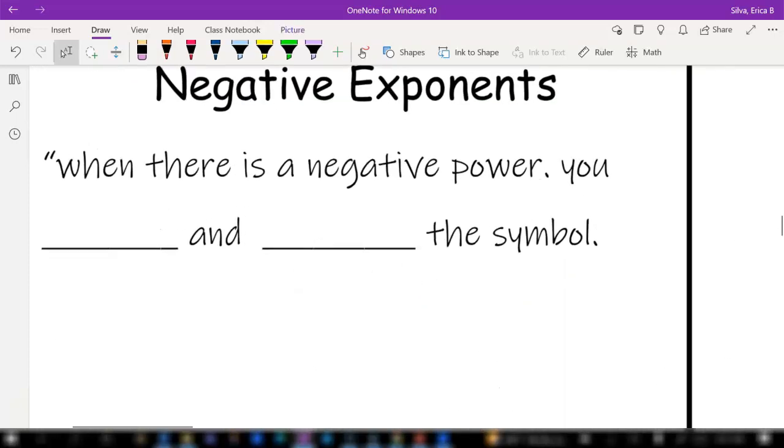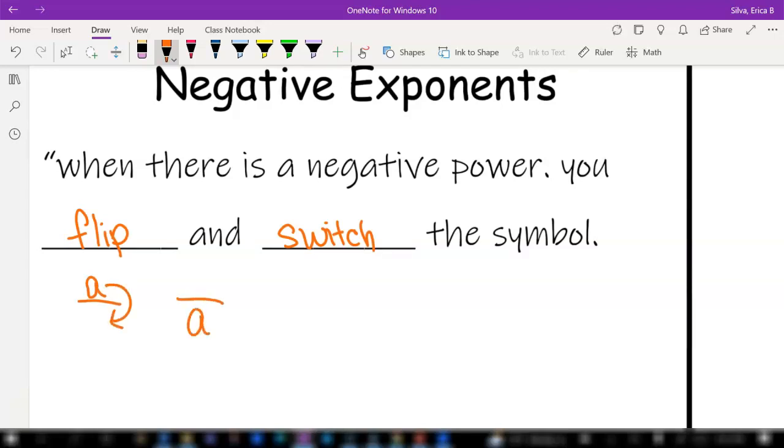Next, we have the negative exponents rule. When there's a negative power, you flip and switch. Simple. And what I mean by flip is if this number is in the numerator, we flip it to the denominator. And if the number is in the denominator, you flip it to the numerator.